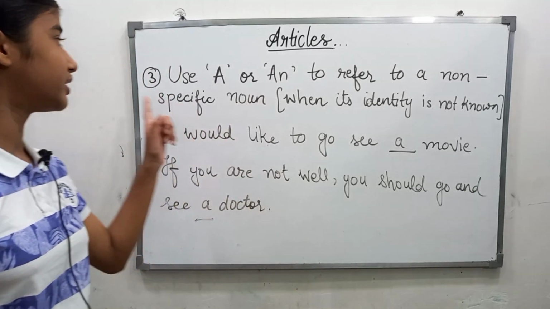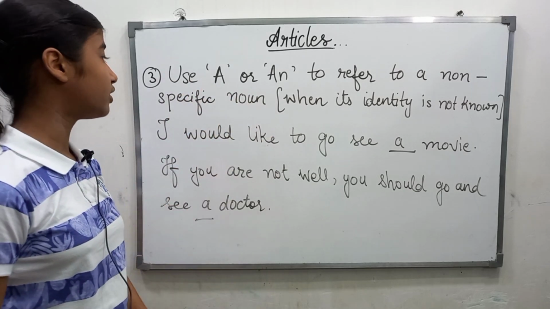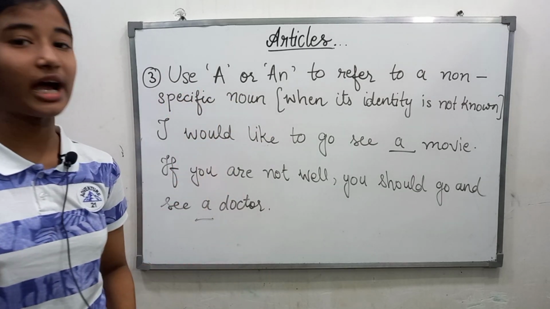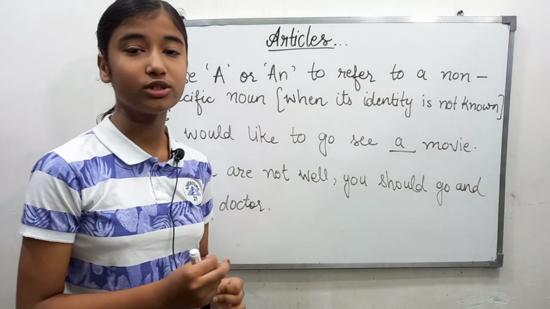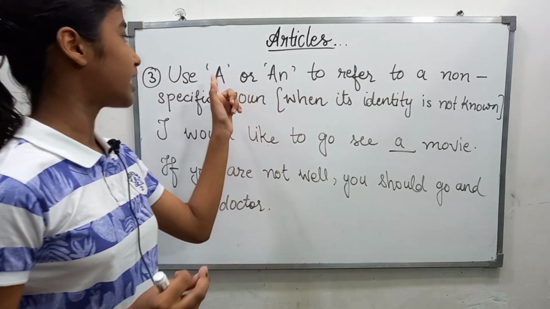Now guys, coming up to the next rule of using a or an. Use a or an to refer to a non-specific noun. Non-specific nouns are those nouns when their identity is not known. We're not talking about that one particular or specific thing. So then you can use a or an.